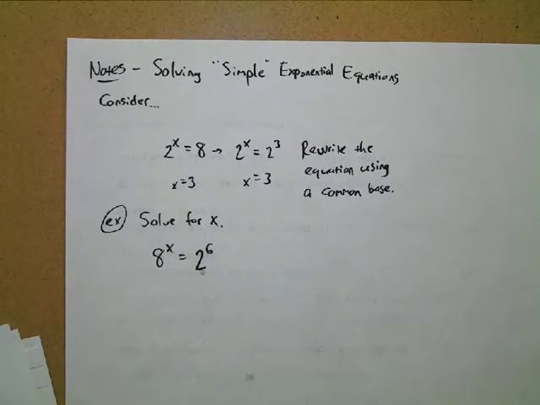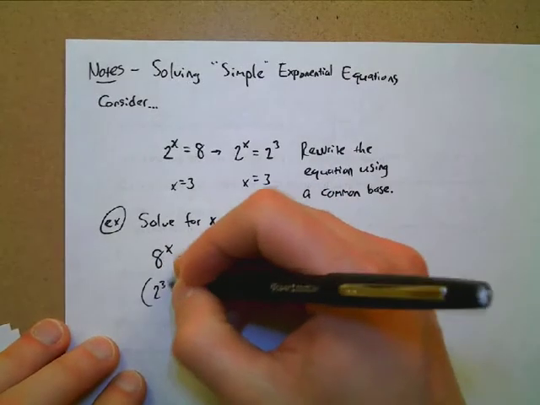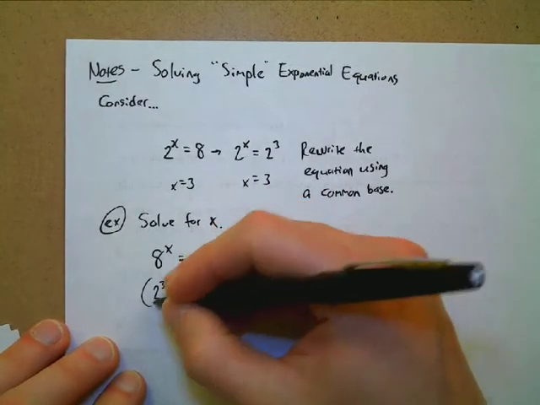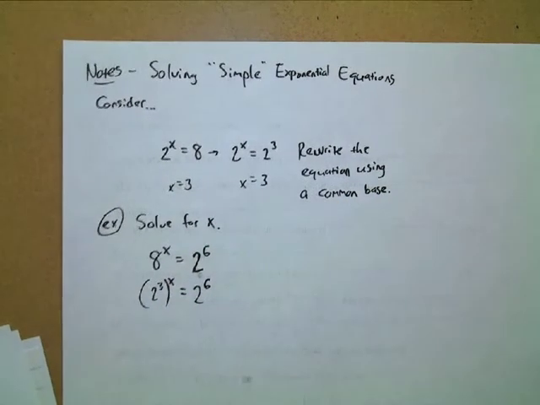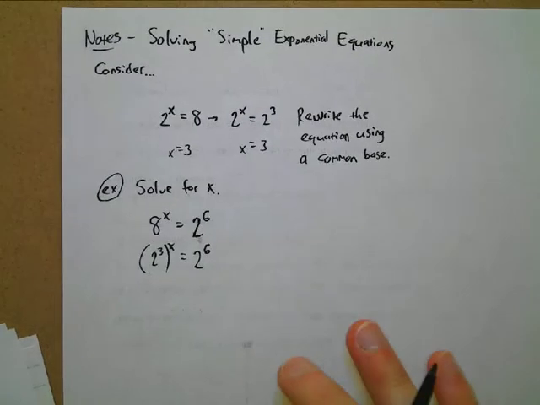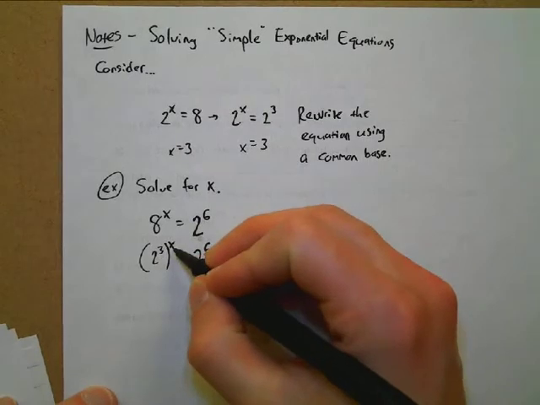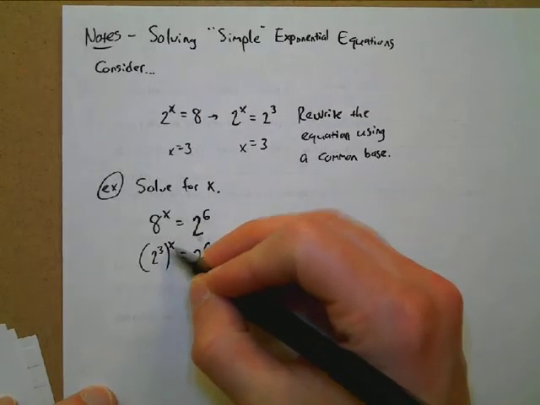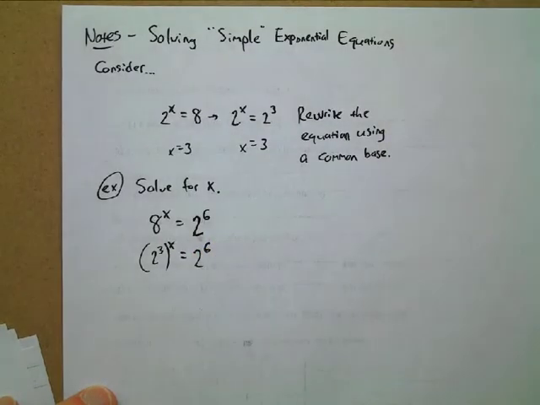That's right. So we're going to rewrite this 8 here as 2 to the third. But then remember that 8 was being raised to the x. So it's 2 to the third to the x equals 2 to the 6th. Now we have to think back to our exponent properties that we talked about two units ago. When you have a power raised to another power, so I have cubed, but then to the x as well, how do you simplify the exponents? What do you do with those exponents?